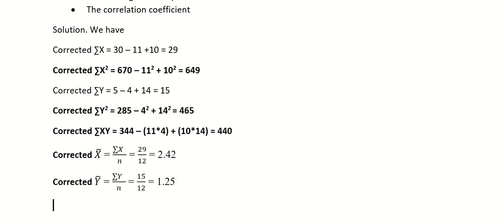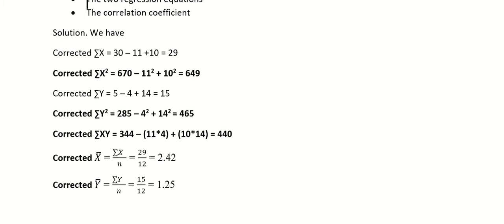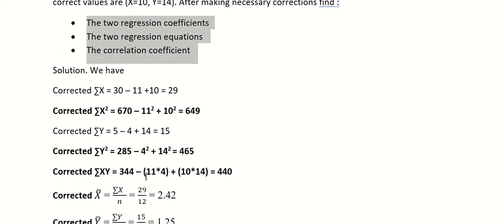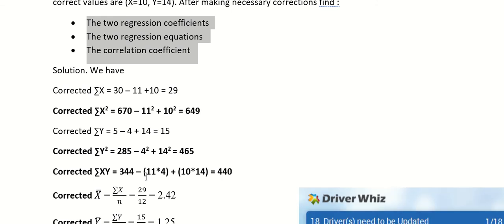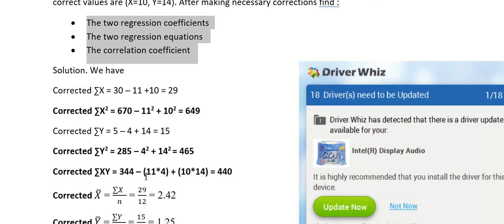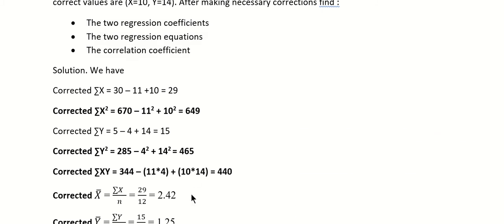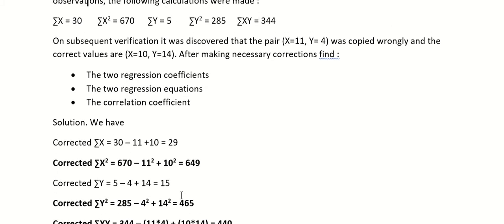Now we have calculated all the values which are necessary to find out these three things which we are supposed to calculate in the question. So the first thing we have to calculate is the corrected two regression coefficients, right? We need to calculate beta x on y and beta y on x. These two things we have to calculate. So I will just copy paste the formula.